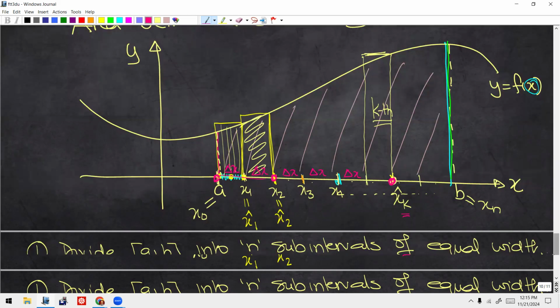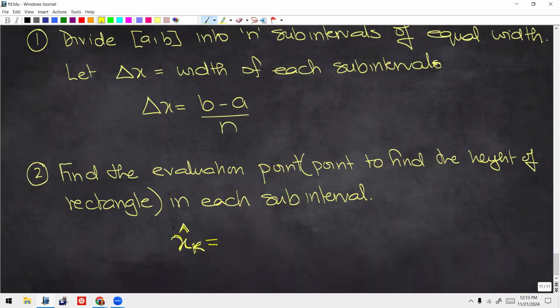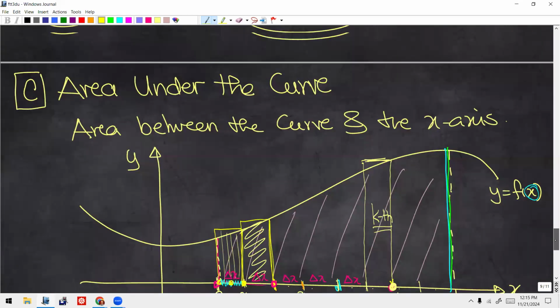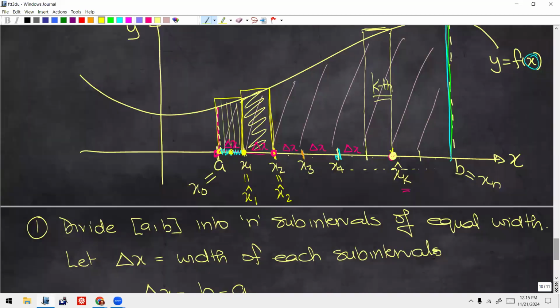So the formula for x hat sub k to find that evaluation point is just going to be a plus k delta x. Why a? Because that's where it starts, at a. And then you're adding so many delta x's from the start to find that evaluation point. So now we have a nice formula to find where we want to find the height. Go ahead and draw some of those rectangles using the right-hand point like I've done. If you've already done it, great. But at least draw a couple of them so you can get the idea. This goes up, goes across. We're always using the right point, correct?